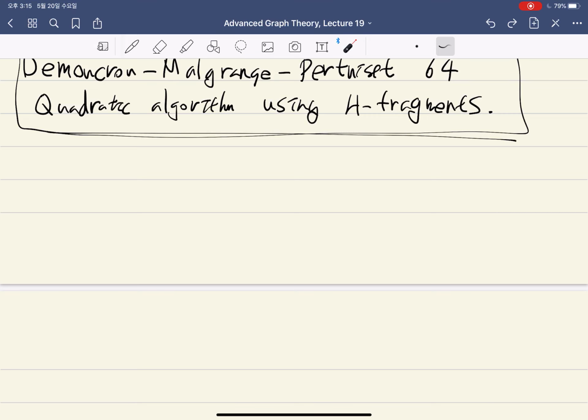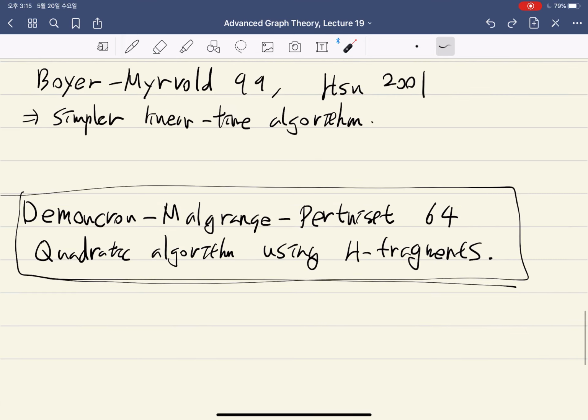In the next video, we describe the algorithm of embedding graphs onto the plane. This algorithm not only checks the planarity of the given graph, but also produces one particular planar embedding.